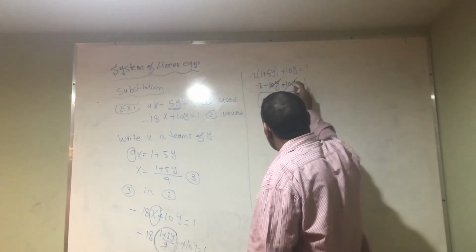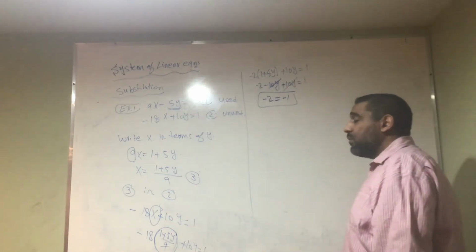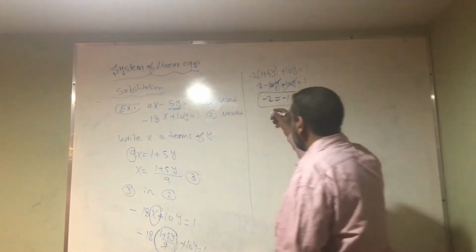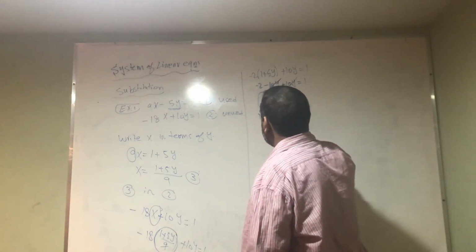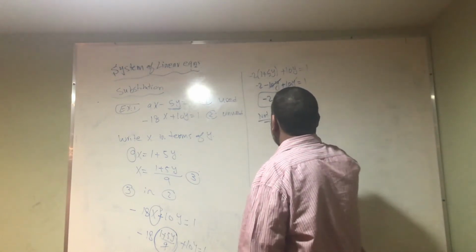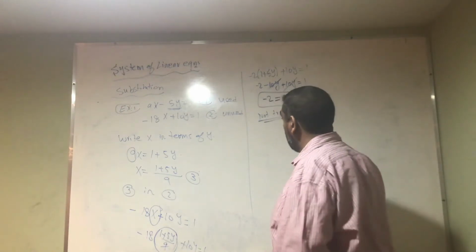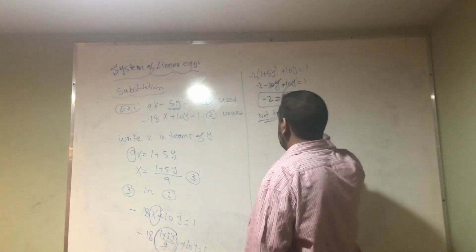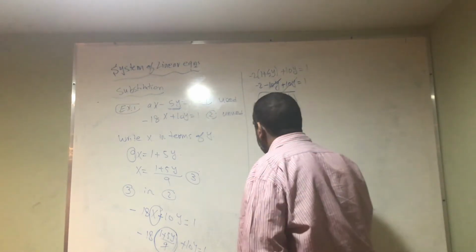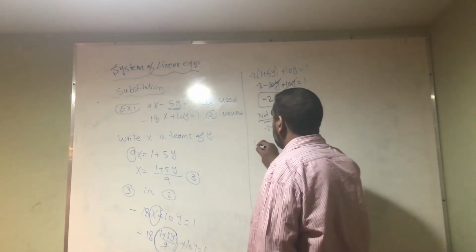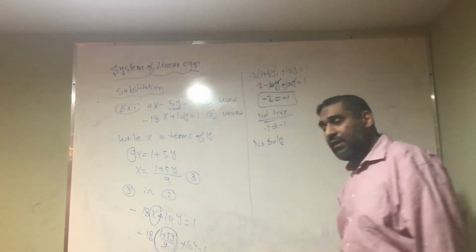Negative 10y cancels with negative 10y, and what I got is negative 2 equal to 1, which does not make sense. That is not true. Negative 2 cannot equal 1. Which means there is no way to solve this system of linear equations. What I did here is not wrong; we know in general that minus 2 cannot be equal to 1. Because of that, I do not have a solution. No solution.